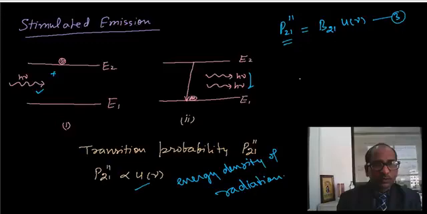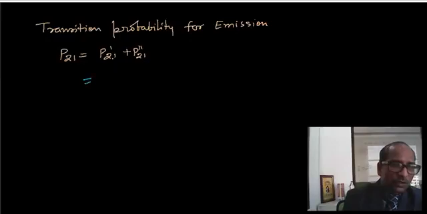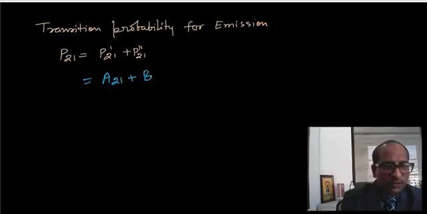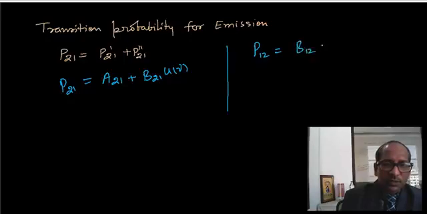This is known as the transition probability, and this one is the energy density. When we combine these two, for the case of emission, we observe this. P21 prime was for spontaneous emission, and we have given this Einstein coefficient A21 to that. P21 double prime is B21 U nu. So the total transition probability in case of emission is this one, and for the case of absorption it was B12 U.